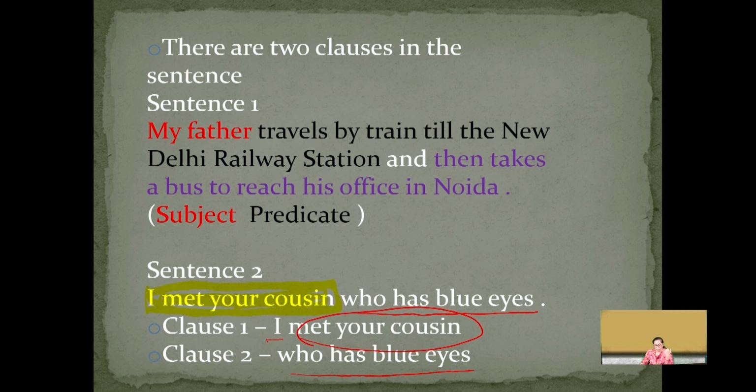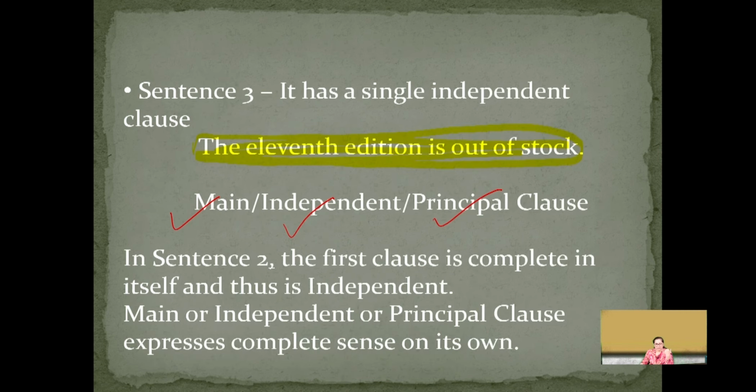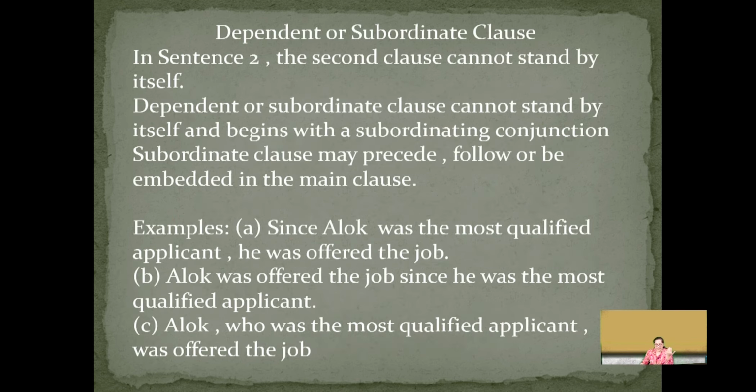In sentence number 2 also you had two clauses, and in sentence number 3 you had only one clause. So the first clause is complete in itself, therefore it is independent. It is main or independent because it is completing the sense on its own. Let's know more about the dependent or the subordinate clauses now. In sentence number 2, as I already told you, "who had blue eyes," the second clause cannot stand by its own. Therefore, it is a dependent or subordinate clause.